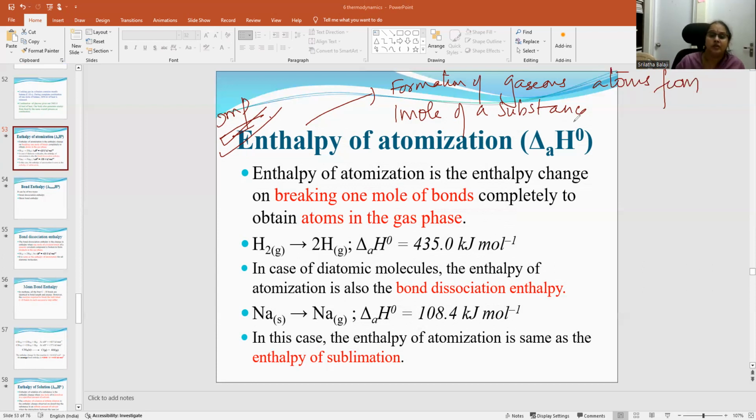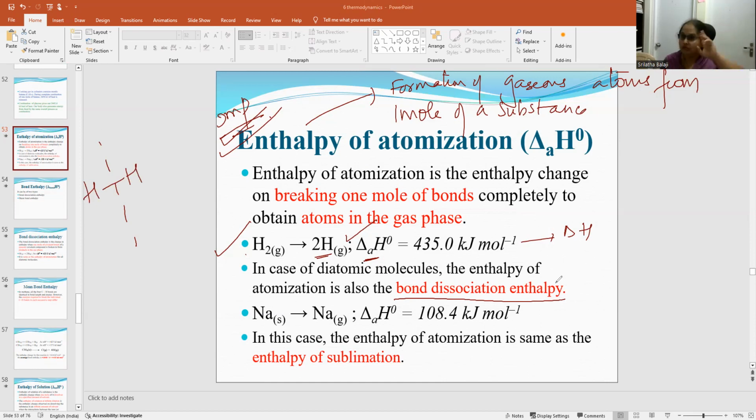Is that clear? So, look at this. Hydrogen is broken down to hydrogen gaseous atoms. So 1 mole of hydrogen is broken down to 2 moles of gaseous atoms. So we call this the enthalpy of atomization. Now, if you see from a different context, hydrogen breaking means what? Isn't it the H-H bond that is actually breaking? Only then it will give hydrogen gaseous atoms. So from a different context, what is this enthalpy of atomization of hydrogen? It's nothing but the bond dissociation enthalpy. It's the energy required to break 1 mole of H-H bonds.